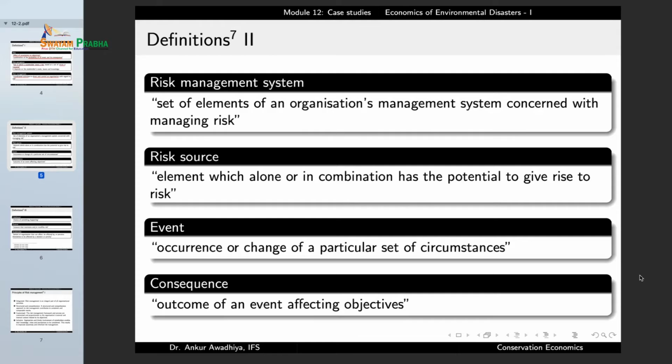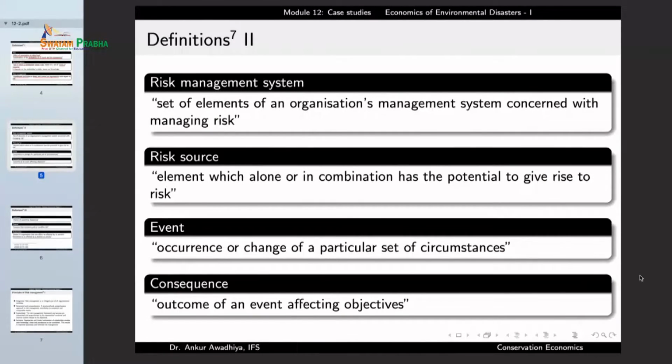Then we have risk source, the element which alone or in combination has the potential to give rise to a risk. For instance, if there is a dam that is made in an area that has been suffering from earthquakes, this dam is now a source of risk because the dam would hold a very great volume of water which will have a very large amount of mass. Now, this mass will exert a downward force on the tectonic plates in that area. Because of that, the earthquake probability might go up.